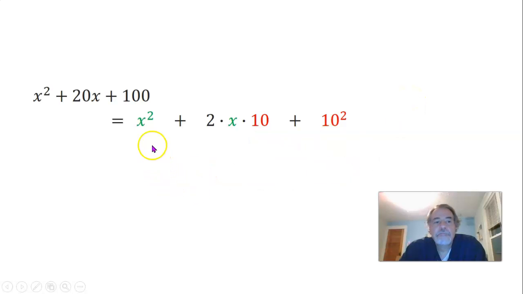So here, it's like the a is x and the b is 10, so the whole thing just factors into x plus 10 squared. By the way, if this had been exactly like this, but with a minus in front of the 20x, it would have been x minus 10 squared. And if there had been a minus in front of the 100, then this doesn't apply. Negative 100, not a perfect square, doesn't fit this pattern.